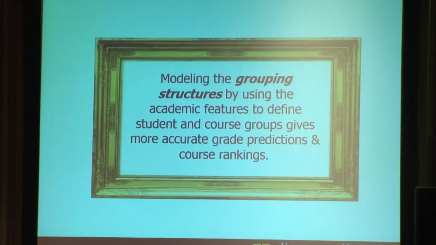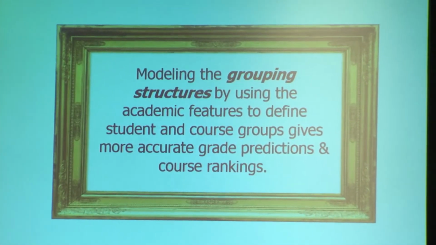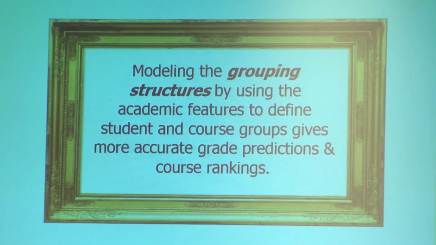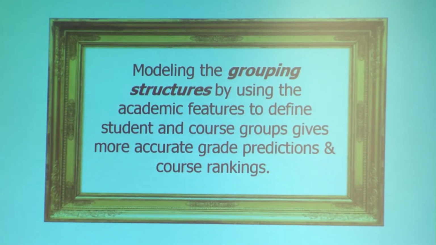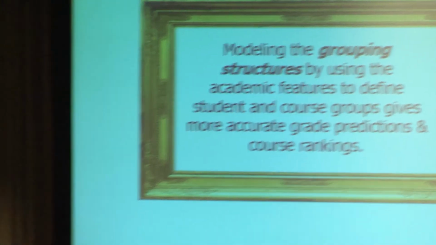So I would like to end with the takeaway message from this work, which is that when it comes to grade prediction and course ranking, modeling the grouping structures in the data, by using the student and course academic features to define groups and incorporating them into the prediction and ranking methods, does lead to more accurate results.